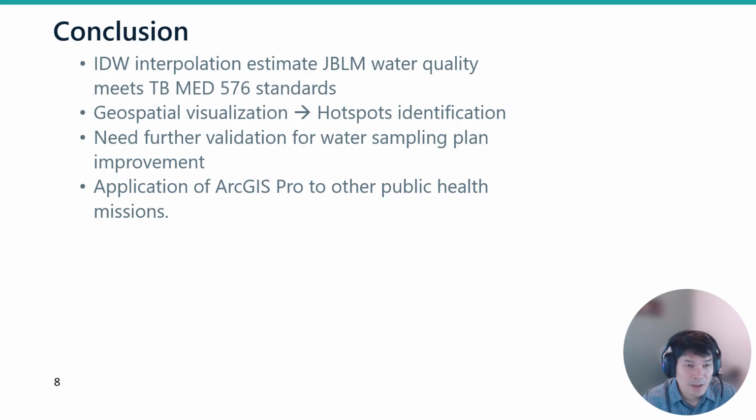In conclusion, the IDW interpolation estimates water quality across JBLM meets the TB MED 576 standard. Geospatial visualization from ArcGIS Pro can help us identify hotspots so that we can prioritize our resources and personnel. Although I was able to conduct spatial mapping, EHS needs to validate this methodology further so that the chief can make a data-driven decision to improve the water sampling plan in calendar year 2027. And lastly, ArcGIS Pro application can extend to other public health missions.